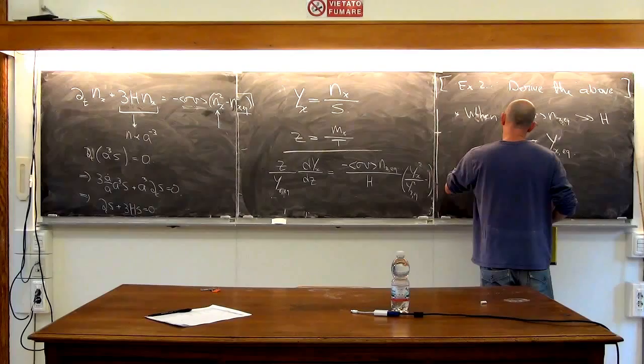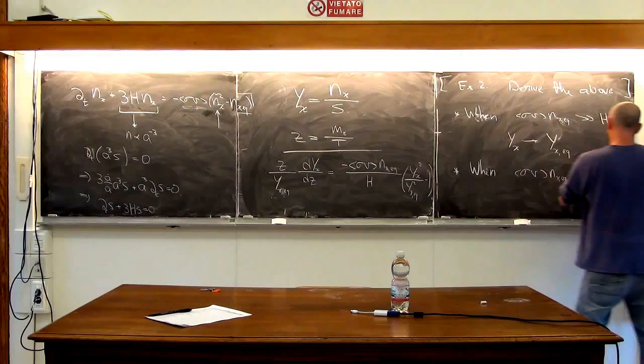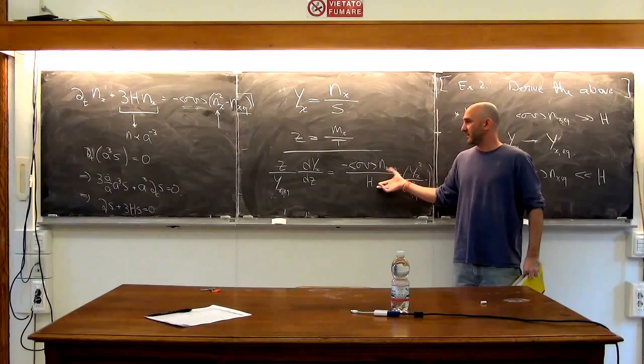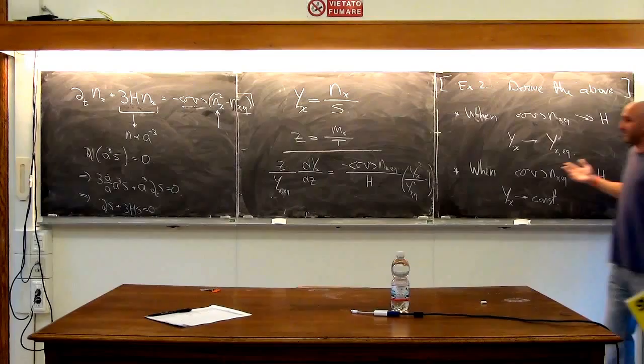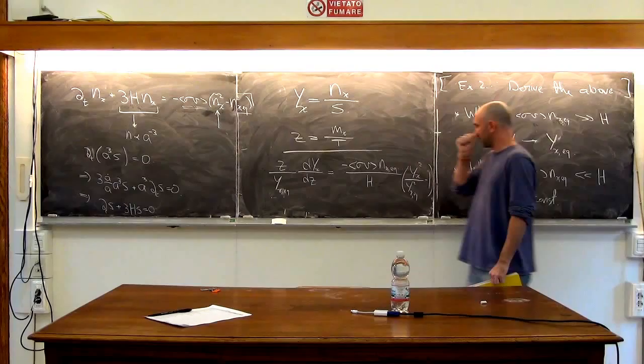When sigma v times n chi equilibrium is much smaller than H, then this goes to zero, and therefore y becomes constant. Okay. So y chi goes to some constant. What does this constant depend on? It only depends on when this happens, namely it depends on the cross section. So whenever it becomes constant, which constant it is depends on this cross section.